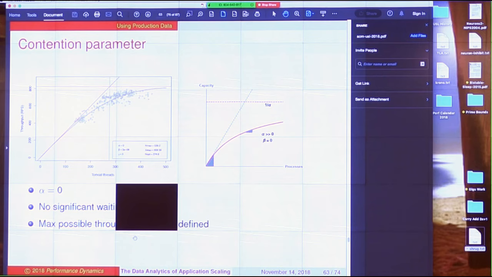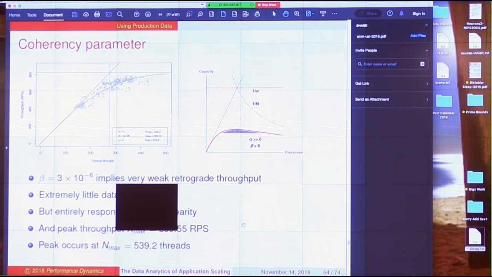If I look at the contention parameter, that's 0. That's interesting. That says, in principle, I would expect that not to fall away from linear, because there's no waiting for other resources, there's no sharing of resources, there's no contention for resources. On the other hand, you can see that it's a concave function, so something else must be pulling it away from linear. Well, that turns out to be this beta coefficient.